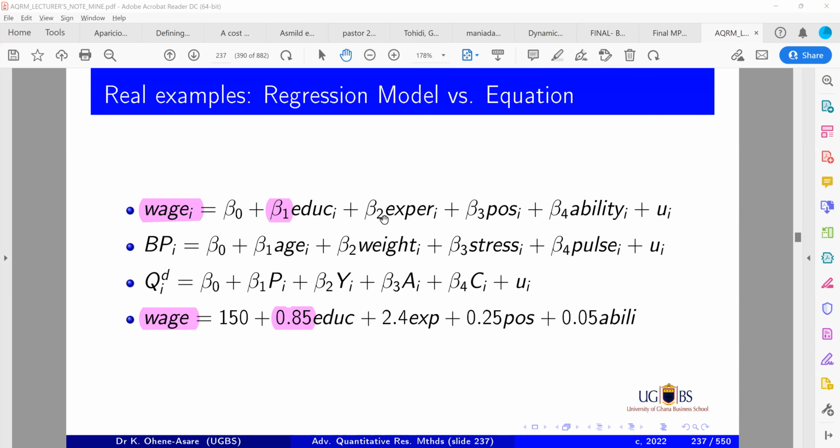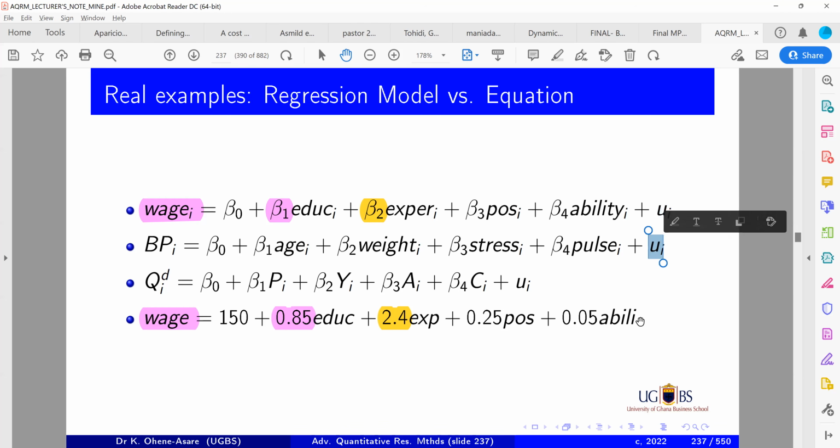But before, the betas are called estimators. And once you have their values, they are called estimates. So note the difference between estimators and estimates. The estimates are the numerical coefficients. And also the error term, the u_i, is gone.